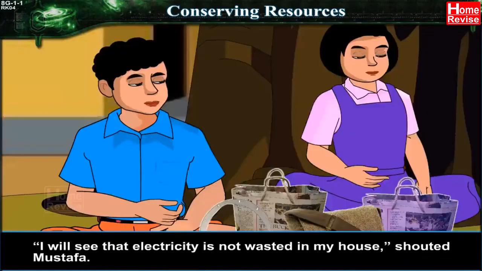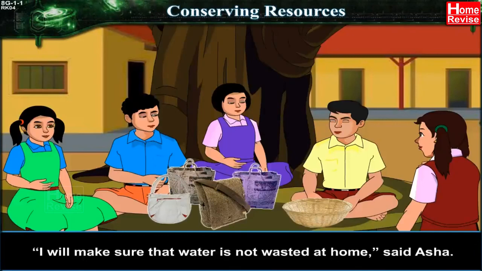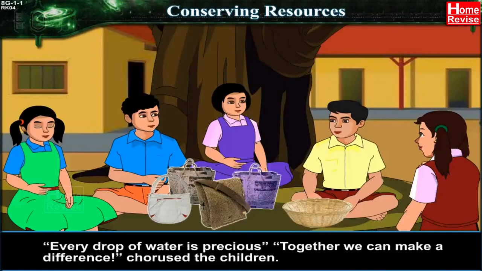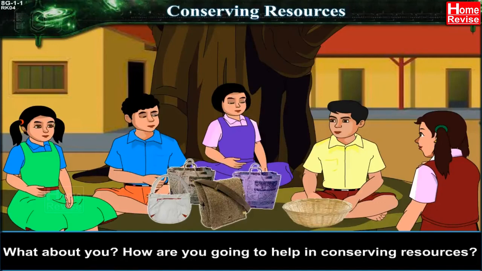"I will see that electricity is not wasted in my house," shouted Mustafa. "Electricity comes from water and coal." "I will make sure that water is not wasted at home," said Asha. "Every drop of water is precious. Together we can make a difference," chorused the children. These are some of the things Mona, Raju, and their friends did. What about you? How are you going to help in conserving resources?